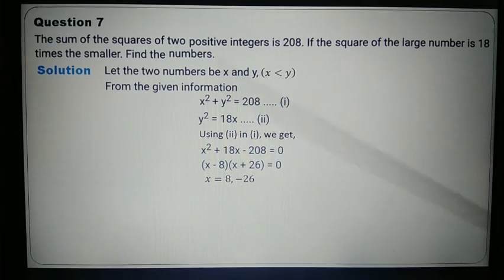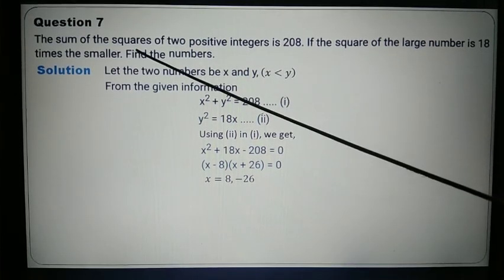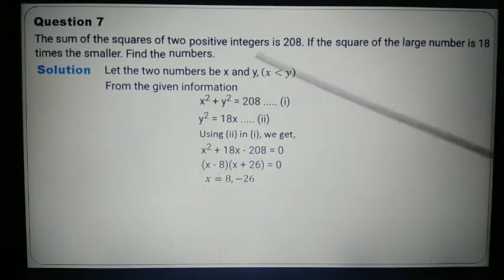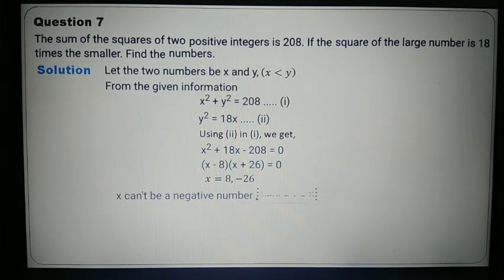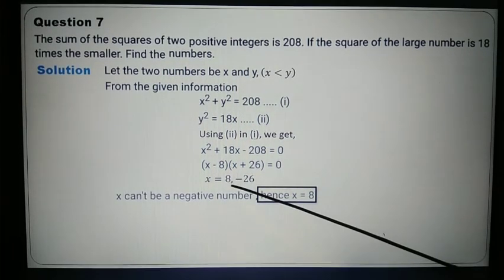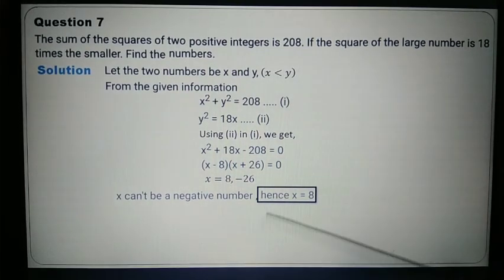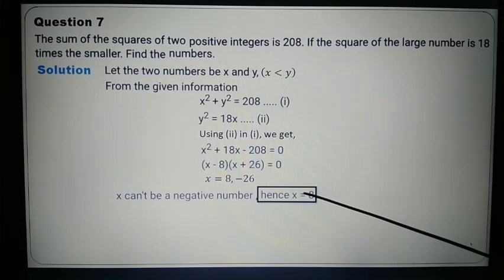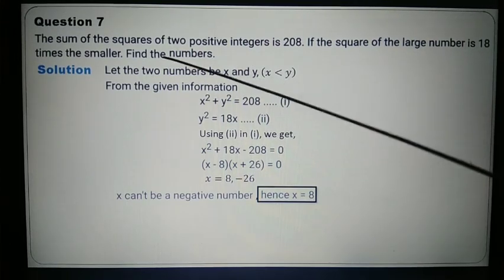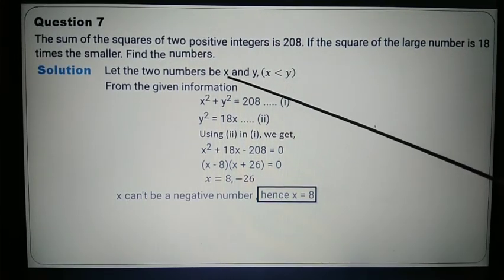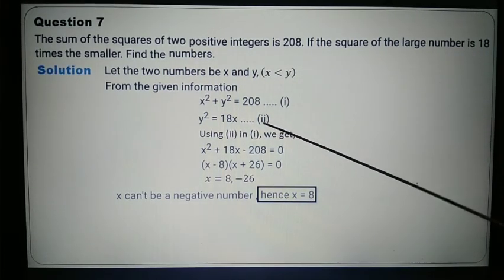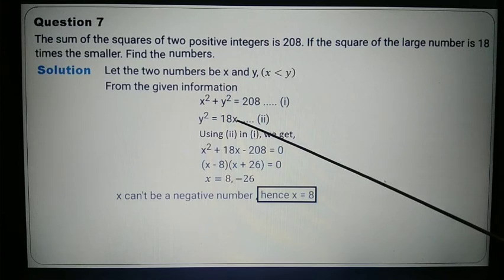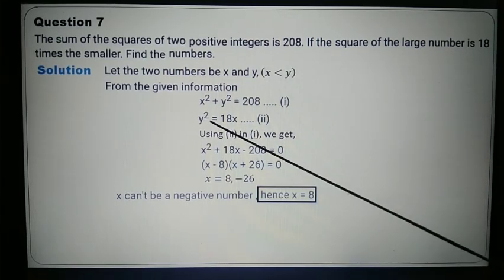Okay, now the question is saying the sum of the squares of two positive integers. So we have to look at the positive one. This is negative, so we will discard this part. So x cannot be negative, so x has to be 8. Okay, so if the value of x is 8, now again we have to find the other number, right? The question says find the numbers. So we have found the value of x, we have to find the value of y. Now we can find the value of y from equation 2, right? So put the value of x in equation 2, then you can find the value of y from here.